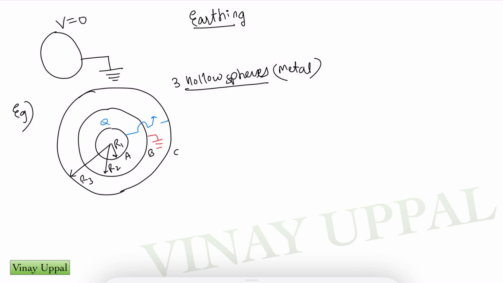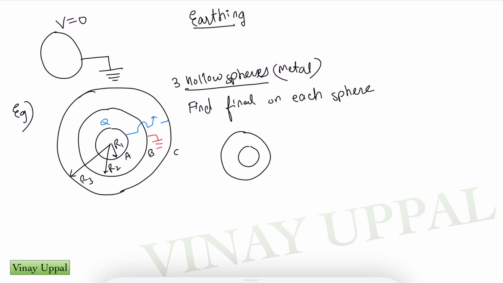So once I close the switch and connect A to C, and of course B is earthed, I want to find the final charges on each sphere. Alright, so the way to do this question is we are going to assume, let's say that charge X flows from A to C. So A will have Q minus X, sphere C will have X. And let's say the final charge on B is Y. When I say charge on B is Y, that means the total charge on B is Y.